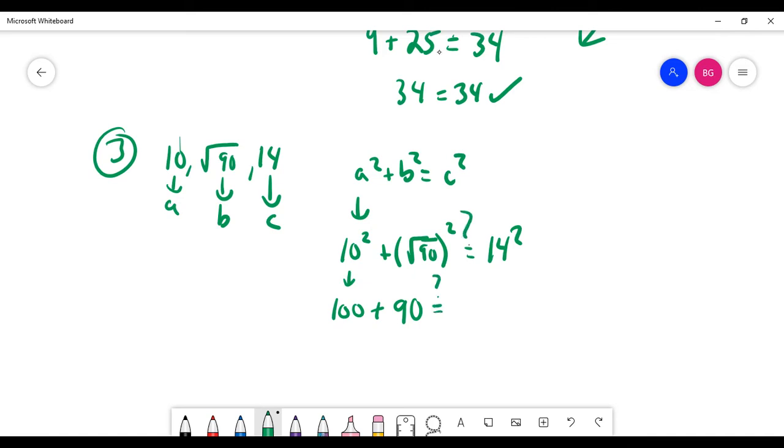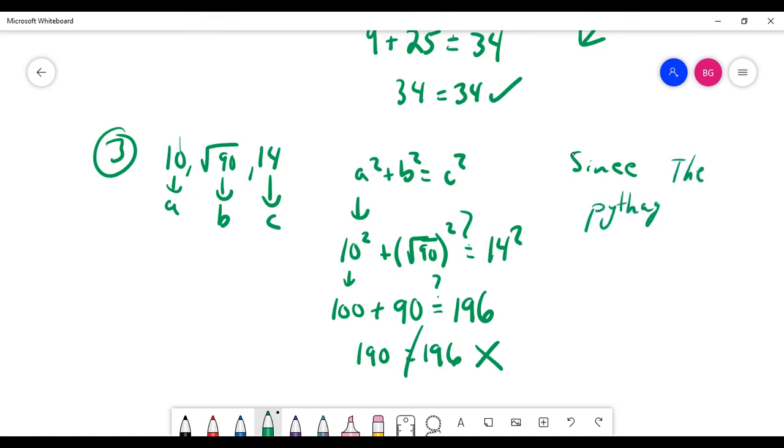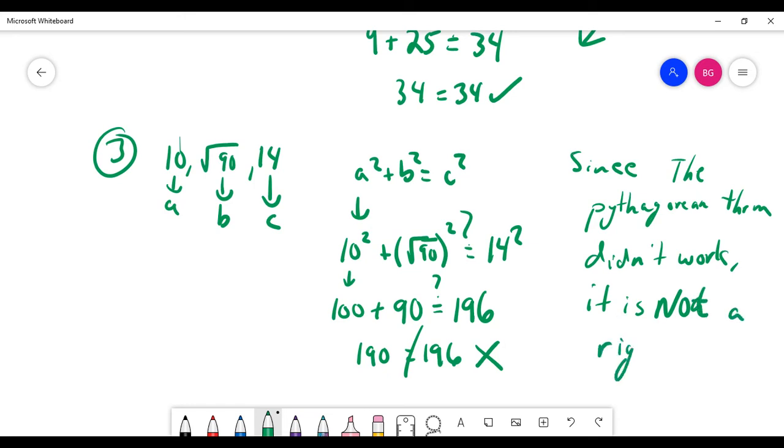Is it equal to 14 squared? 14 squared is 196. So add these up. We get 190 equals 196. Those are not equal to each other. So this is not a right triangle. So what we need to say in this case, since the Pythagorean theorem didn't work, is that it is not a right triangle. We need to say something along the lines of that for this type of problem.